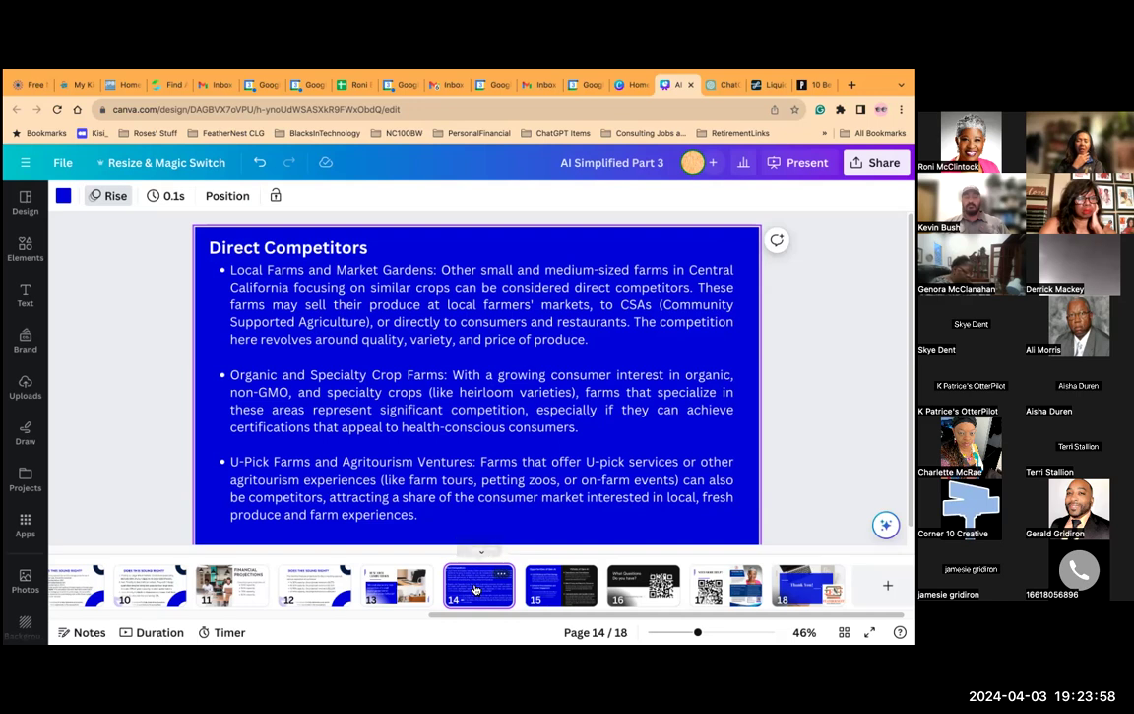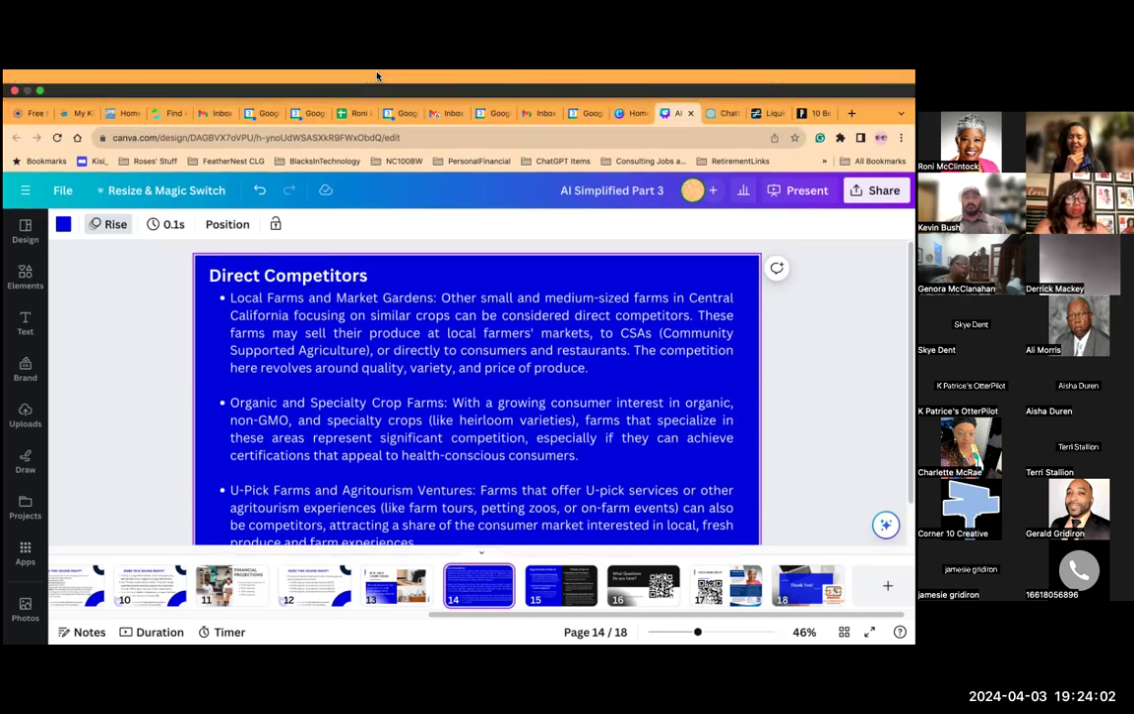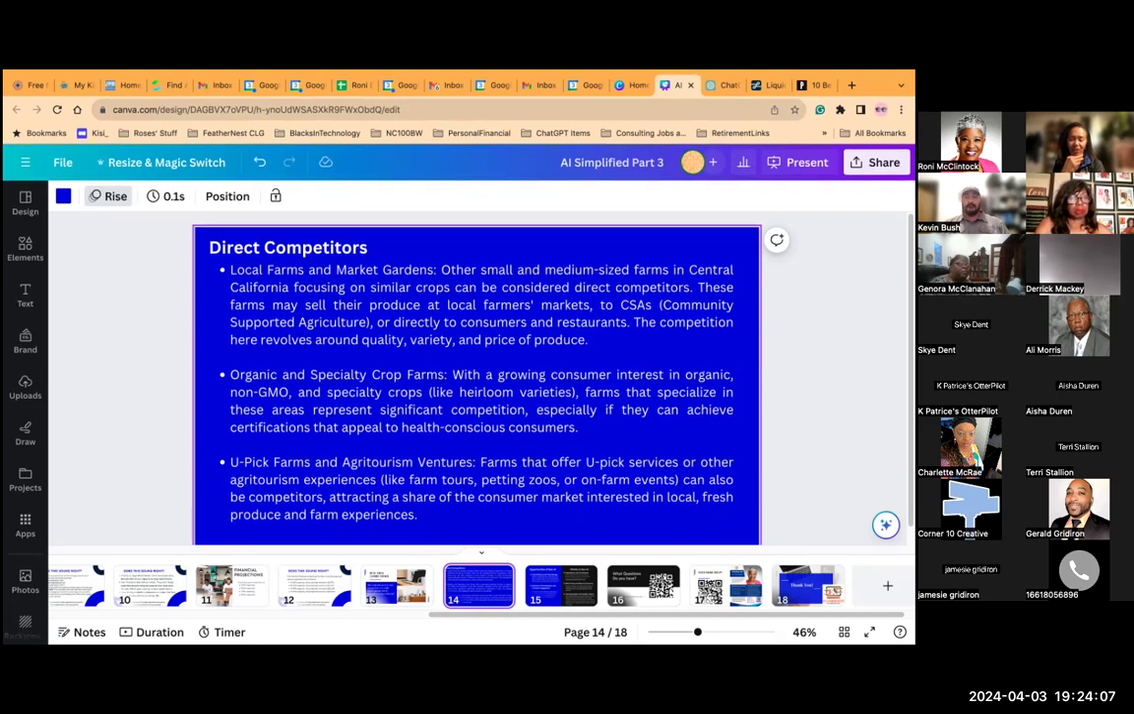I'm going to pause there, because I know Aisha is here. Okay. So, Aisha, how are you feeling about how AI can help you refine your offerings? Because I know you're working through what you offer for your space.